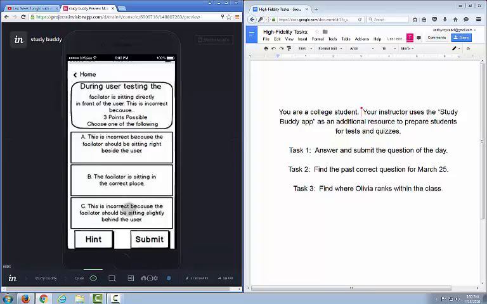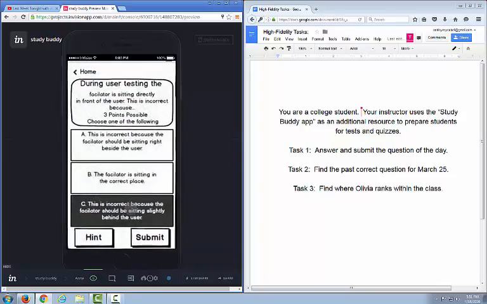I know this one, so I notice a hint button, but I don't need the hint because I'm going to get an A in this class. And so I'm going to say it's incorrect because they should be sitting slightly behind the user.